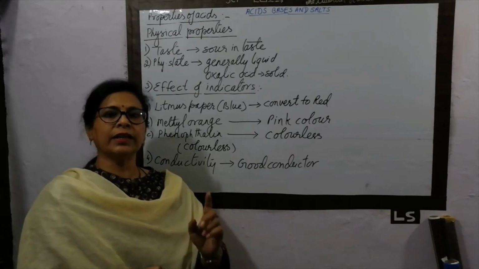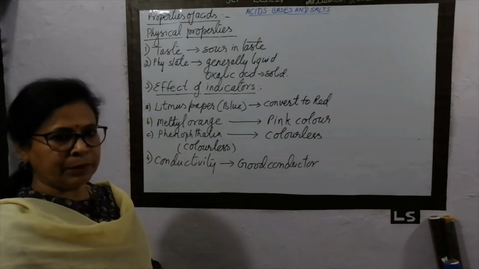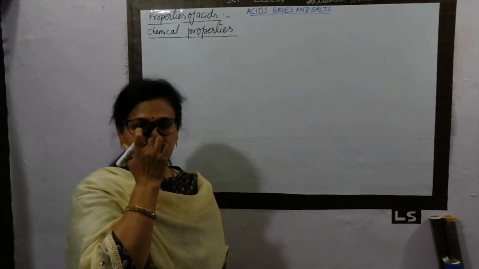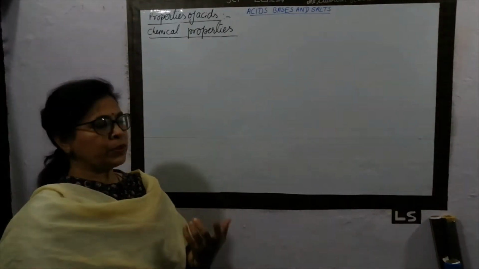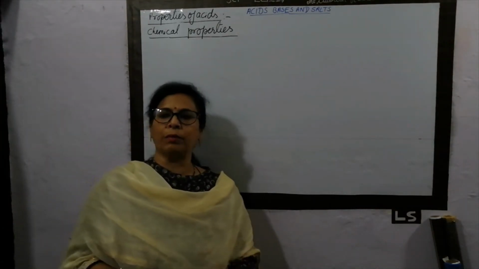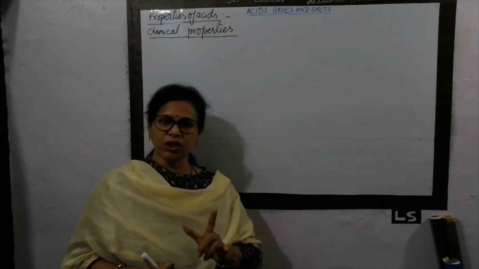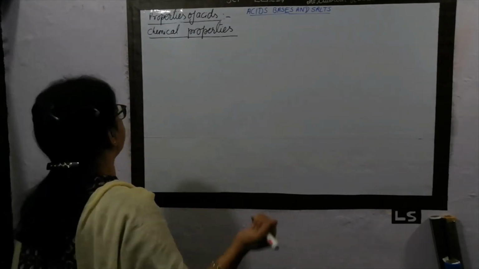Now move towards the chemical properties of the acid. The next is the chemical properties of acid. We are going to study a few chemical properties. First, reaction of acid with metal.